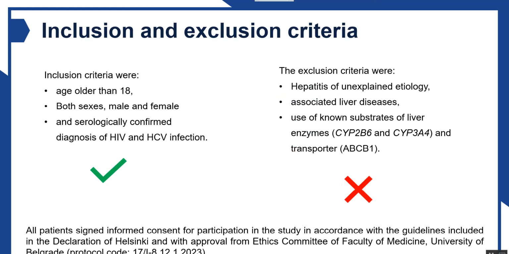As you can see on this slide, inclusion criteria were age older than 18, both sexes, male and female, and serologically confirmed diagnosis of HIV and HCV infection. Exclusion criteria were hepatitis of unexplained etiology, autoimmune hepatitis, associated liver disease, use of all known substrates of liver enzymes CYP2B6 and 3A4, and transporter ABCB1. All patients signed informed consent for participation in this study.